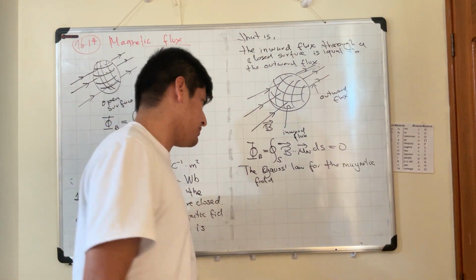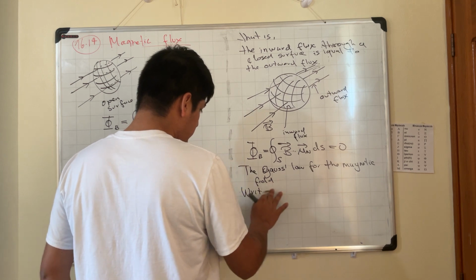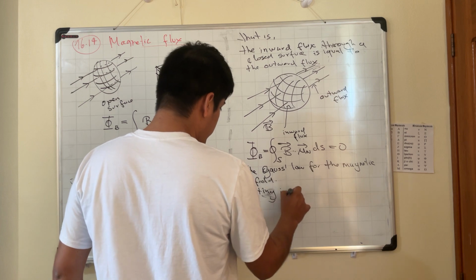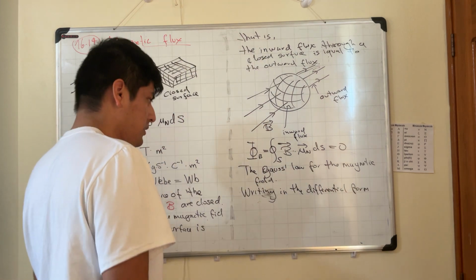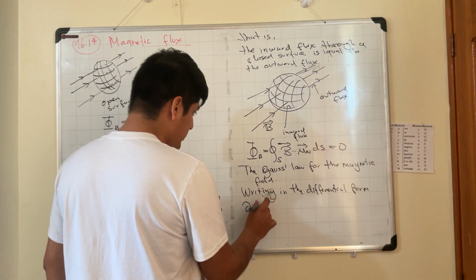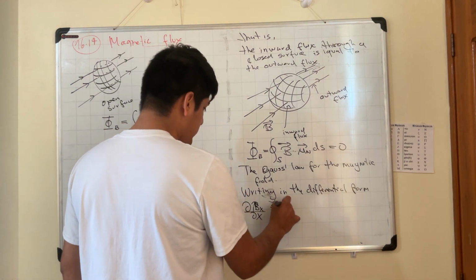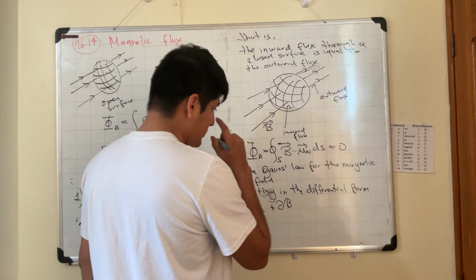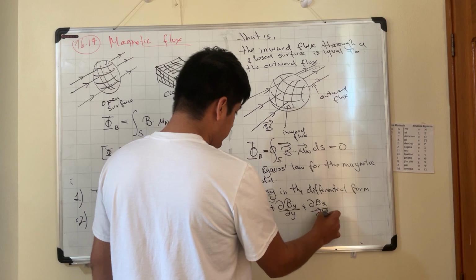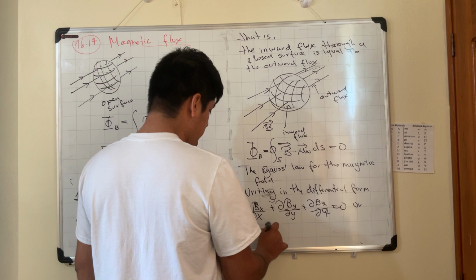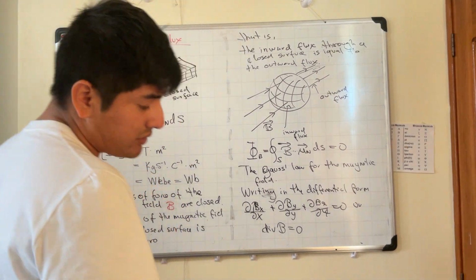We can write this in the differential form. Writing the flux in the differential form, we can say that the partial derivative of the magnetic field in the x direction over dx plus the partial derivative of the magnetic field in the y direction over dy plus the z component is equal to 0, or the divergence of the magnetic field is equal to 0. I think that is all.